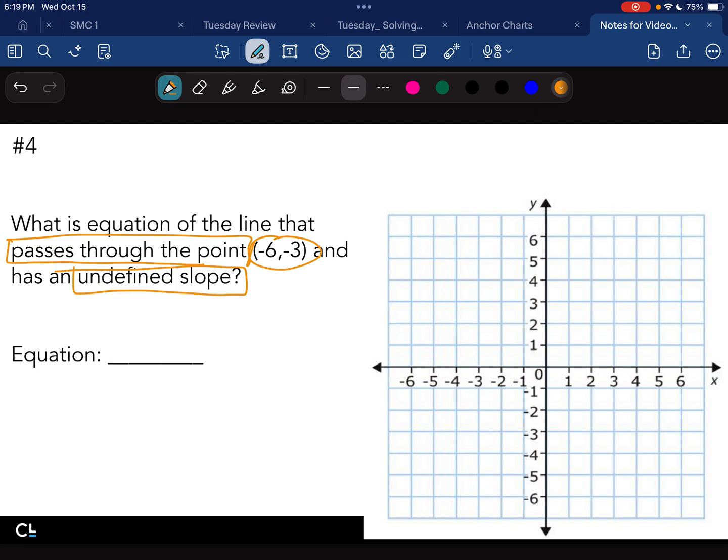So I'm going to draw my x and y axis. Say they didn't give me a grid, and I'm just going to draw it. X and y. So point -6, -3. I know that it's somewhere over there, but even if I don't know exactly where it's at, I'm going to go there. Undefined. If it's undefined, will it be horizontal or would it be vertical?